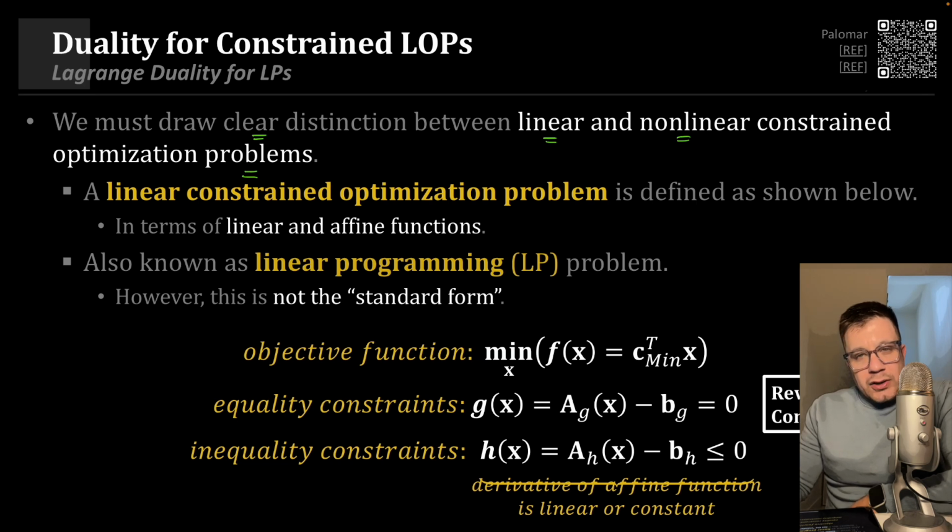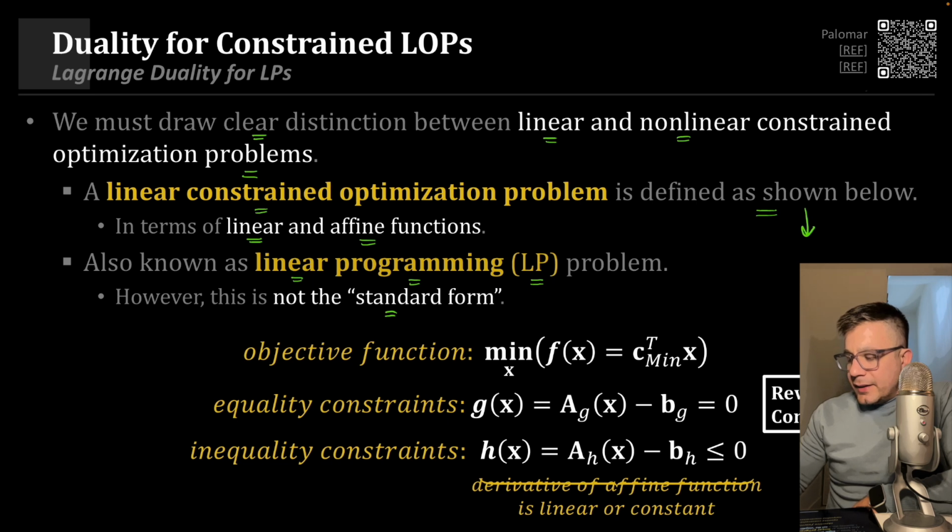I think most of you watching this are familiar with the difference between the two. A linear constraint optimization problem is defined as shown below in terms of linear and affine functions. This is also known as a linear programming problem. We'll use the shorthand LP. However, this is not the standard form that's generally used for these types of problems. So one thing we're going to do in a couple slides is convert this shown here to this standard form.